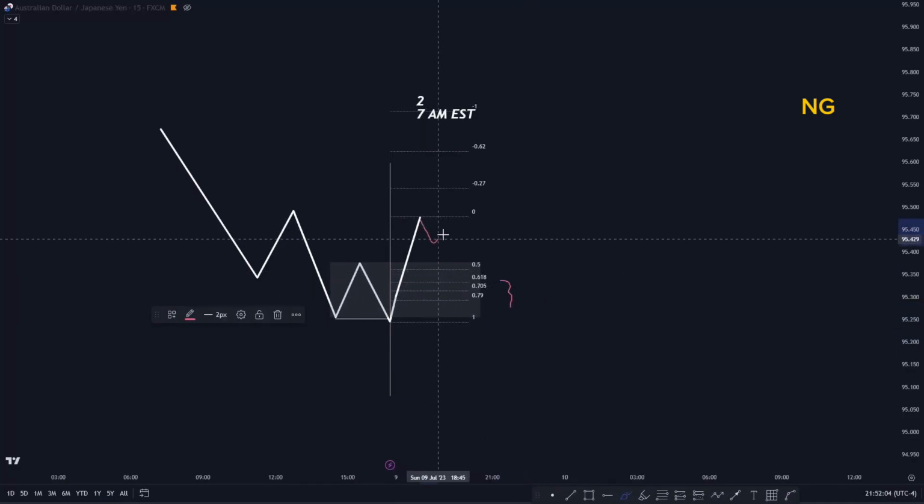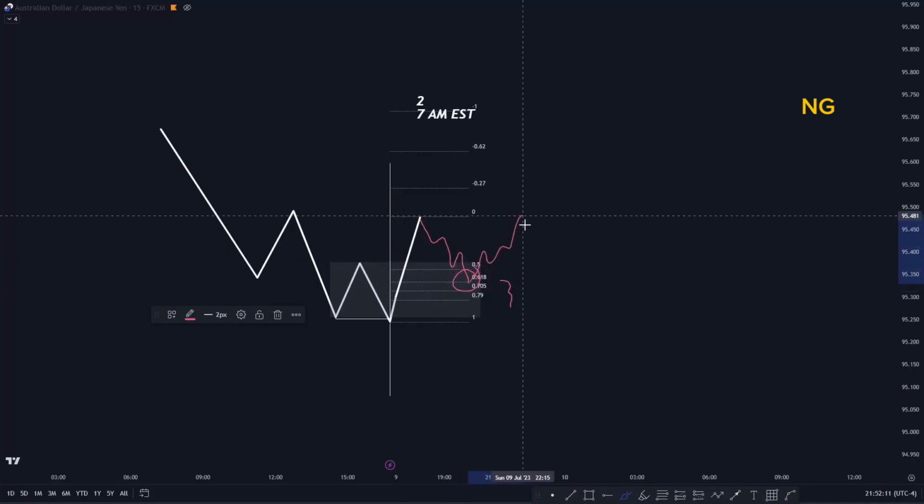You want to see this happening, price coming to the 62. You take your trade here, just a buy limit, and then you target 27, you target the 62, and you target the -1.